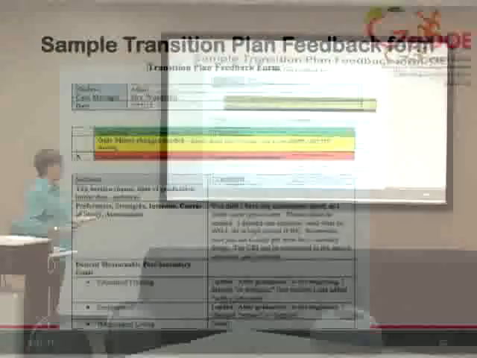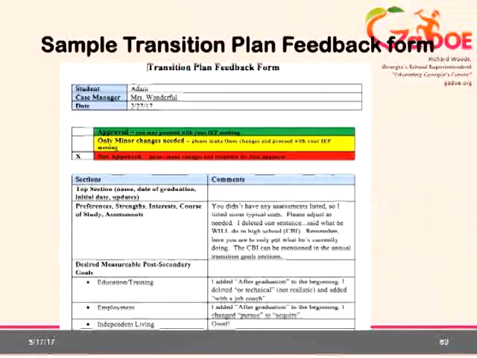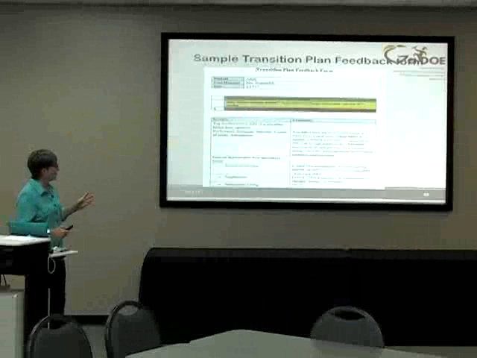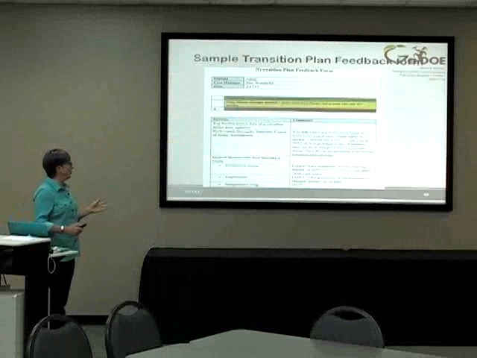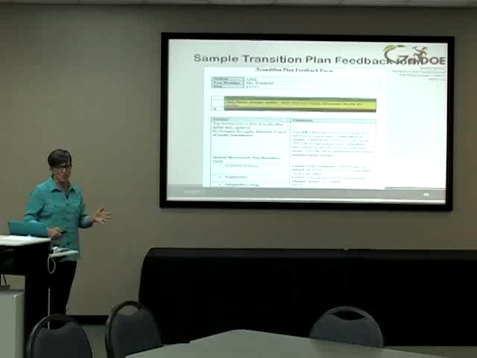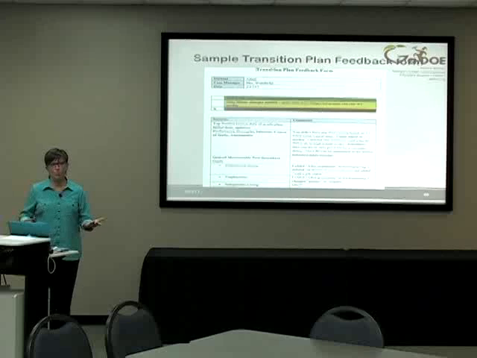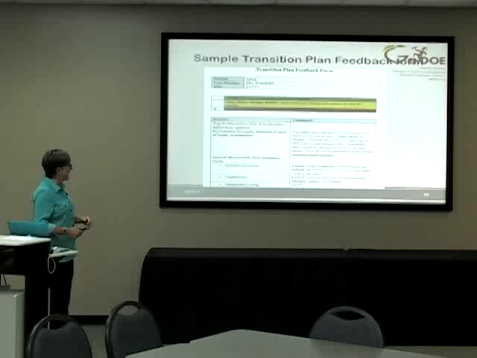It says you didn't have any assessments listed, so I listed some typical ones. Please adjust as needed. I deleted one sentence. I said what he will do in high school, community-based instruction. Remember, here you're only to put what he's currently doing. CBI can be mentioned in the annual transition goals section. You know, this, again, depends on what you do in your district and what you guys decide you want to see in your transition plans.